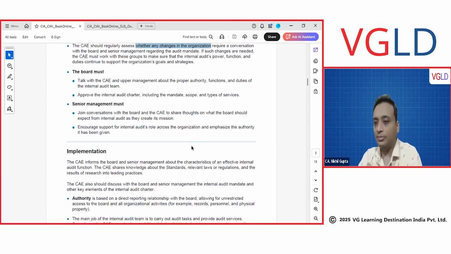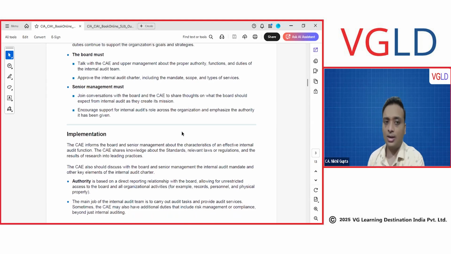Ultimately, the board comes up with the vision and vision statements. But there should be a regular conversation with senior management and top management on the same thing. Also, senior management should encourage and support the internal auditors' role.